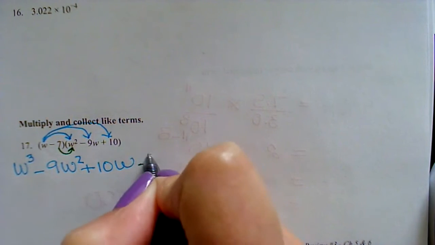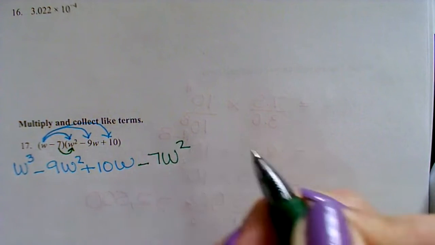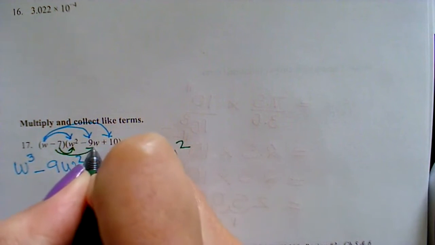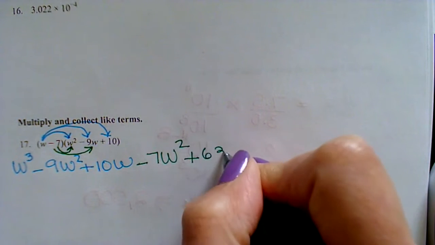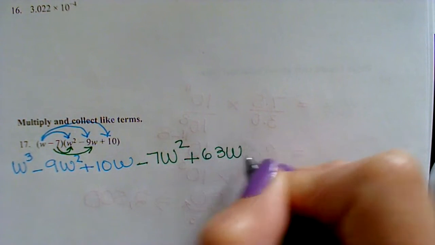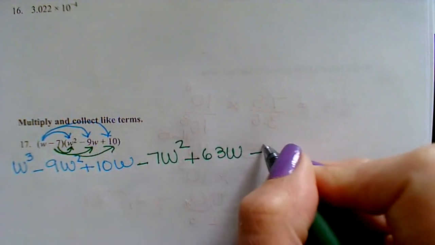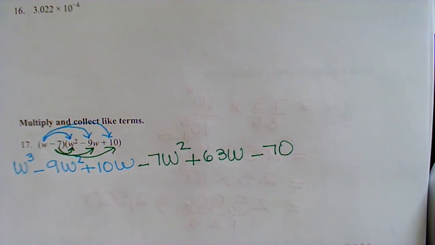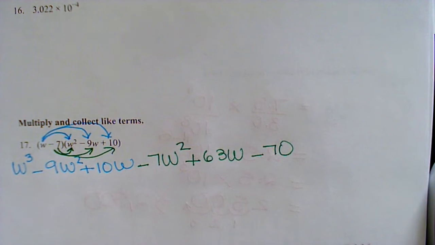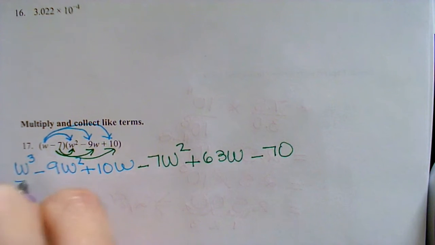Now, with 7, negative 7W squared. 9 times 7 is 63, right? So it's going to be positive 63W. And my last one is going to be negative 70. I could have written this right here underneath. It would have been a lot easier if we do that. Okay? So this is the only one.